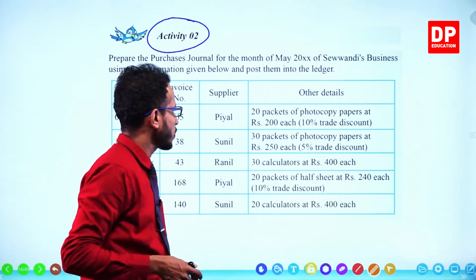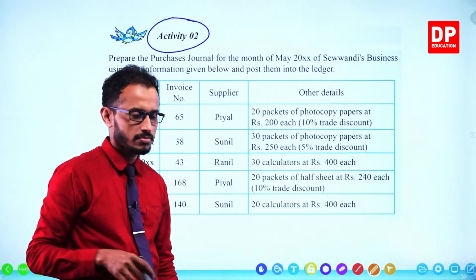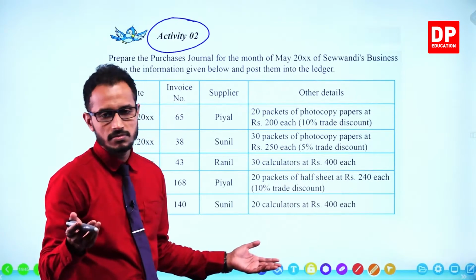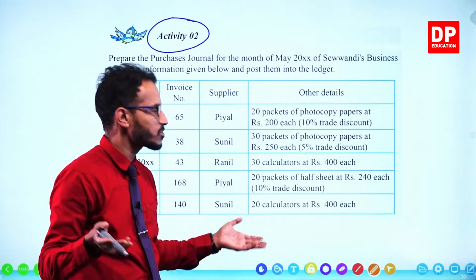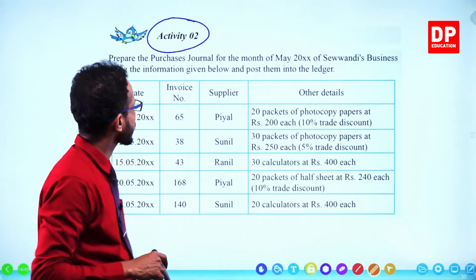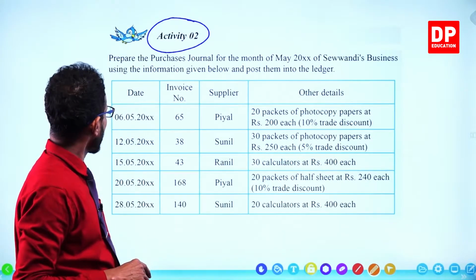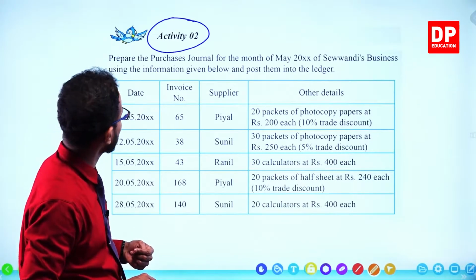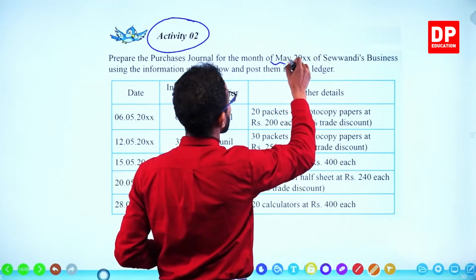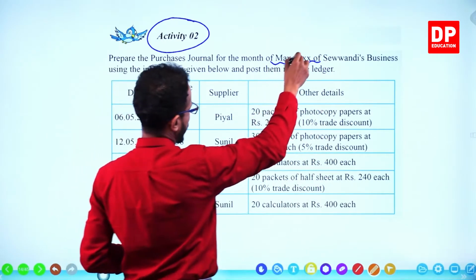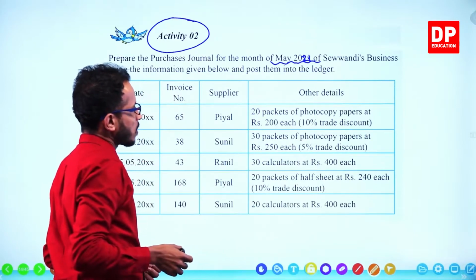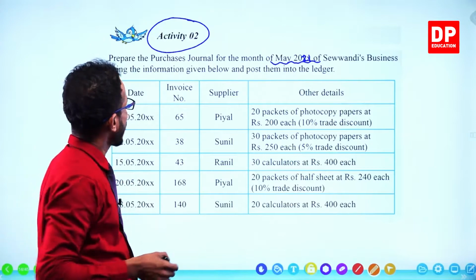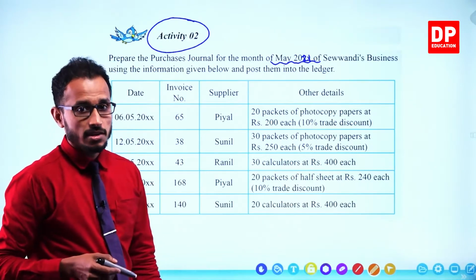As I always say, simple things, alright? These are not things like rocket science. These are easy things, just recording transactions, okay? Children, the first one, this is the month of May. Let's say 2021. Sevwandi's business. Using information given below, post them into the ledger. We have to prepare the purchases journal.